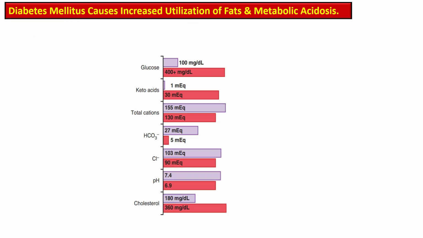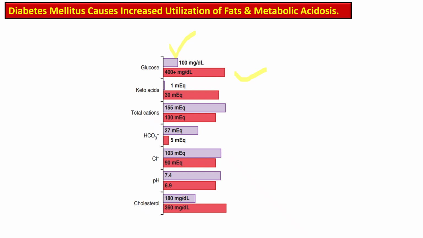This image is a bar chart comparison that shows the differences in blood parameters between a normal individual, the purple bars, and a person with severe diabetic ketoacidosis, that is the red bar. So what are the key observations? Glucose in the normal is about 100 milligrams per deciliter, while in diabetes it has touched about 400 plus. This is a significant rise in blood glucose in diabetes.